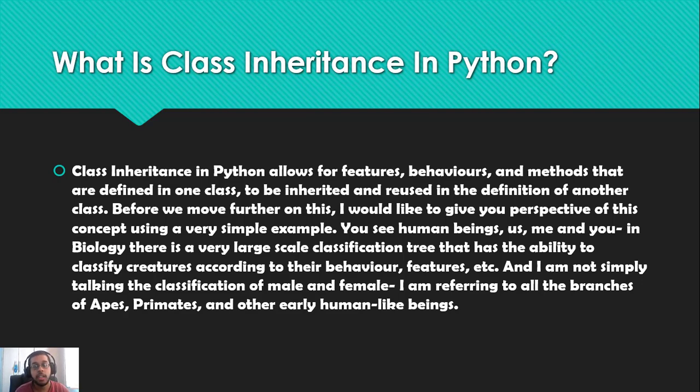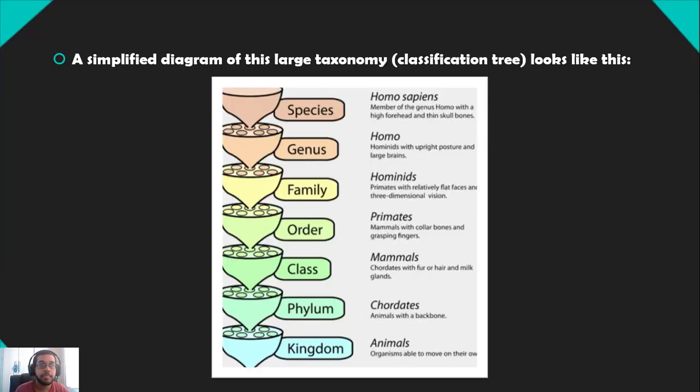example. You see, human beings, us, me and you, in biology, there is a very large scale classification tree that has the ability to classify creatures according to their behavior, features, etc. And I am not simply talking about the classification of male and female. I am referring to all the branches of apes, primates, and other early human like beings. A simplified diagram of this large taxonomy classification tree looks like this.